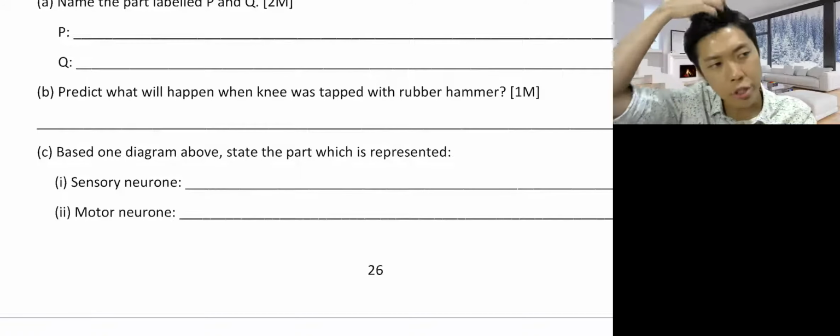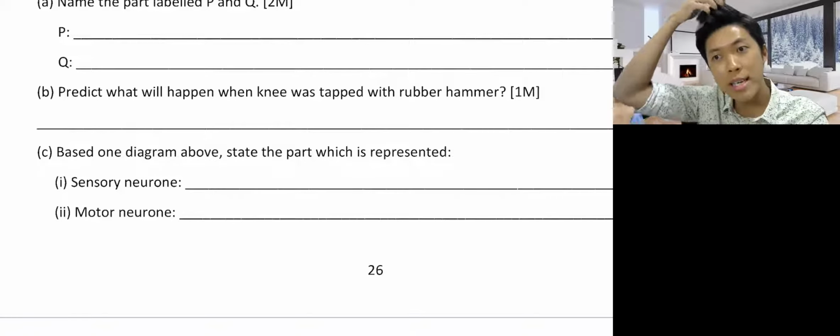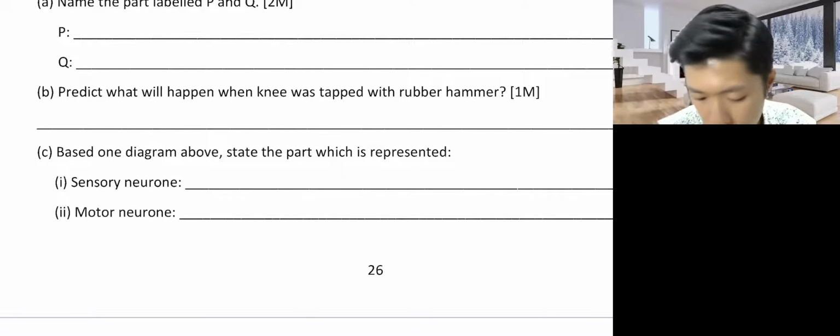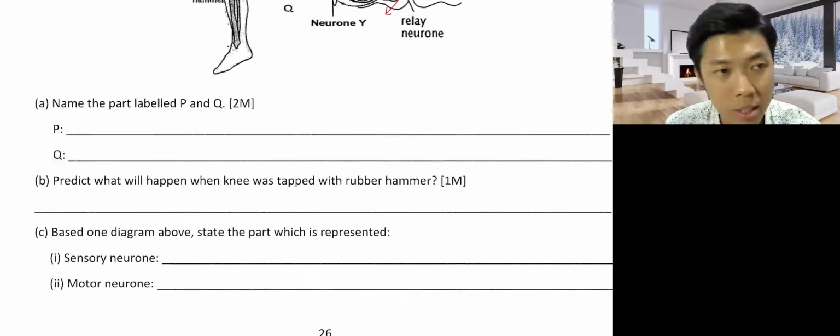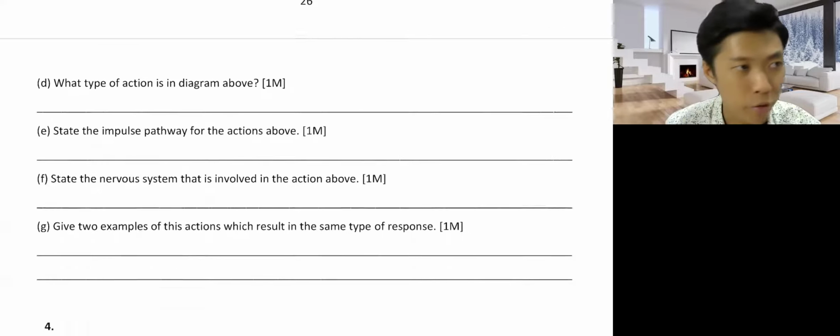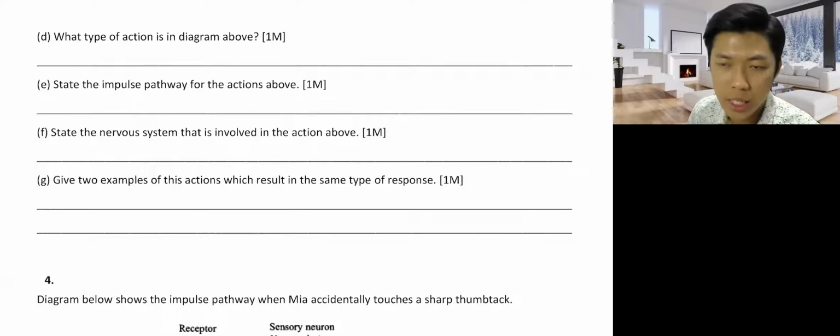I'm pretty sure everyone knows the answer for C. Can you help yourself? The neuron X and Y, please distinguish them by yourself. Very straightforward. We'll go to question D for the next one.